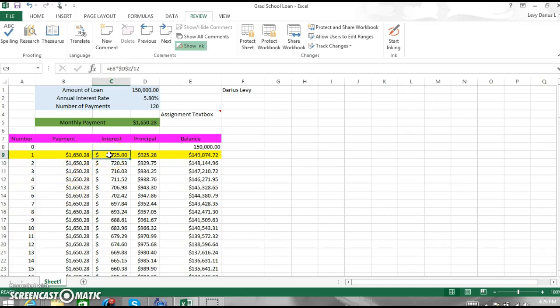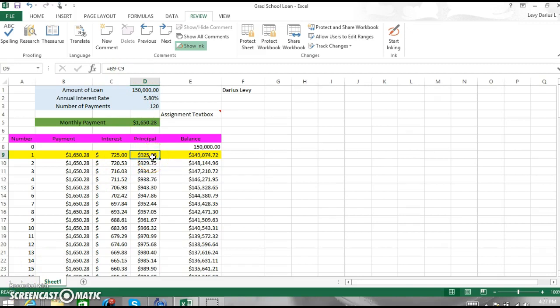The interest, how you get the interest is you multiply the previous balance by the interest rate, and that's how I get the interest. And you do that for each one. That's all this formula is pretty much saying.